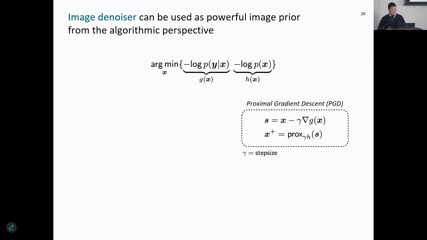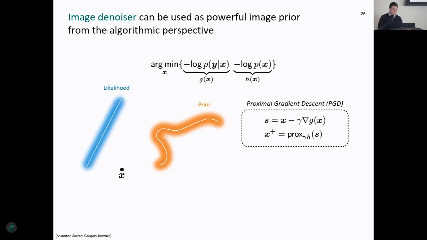To see this, let's check a popular algorithm for solving this MAP optimization, which is called proximal gradient descent. Don't worry, I will walk you through this algorithm quickly. To make our notation handy, we use G(x) to denote the likelihood and H to denote the prior. Suppose the manifolds of the likelihood and the prior look like this. The first step of proximal gradient descent is really just putting your solution somewhere near this likelihood, ensuring the measurement consistency.